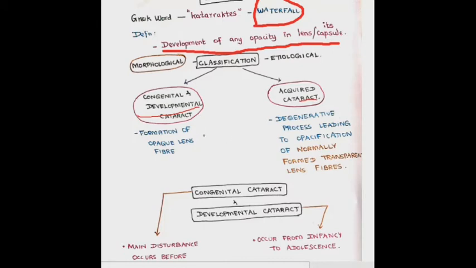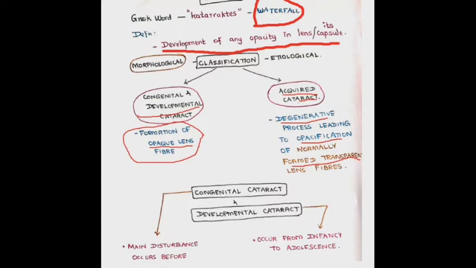Congenital cataract and developmental cataract are named this way because the lens fibers are generally transparent in nature. But here in congenital and developmental cataract, the lens fibers which are formed are even opaque at the time of their formation. And in acquired cataract, the lens fibers at the time of formation are transparently formed, and due to the degenerative process there is opacification of the normally formed transparent lens fibers. So this is the etiological classification of cataract, which is classified into congenital and developmental cataract and acquired cataract.